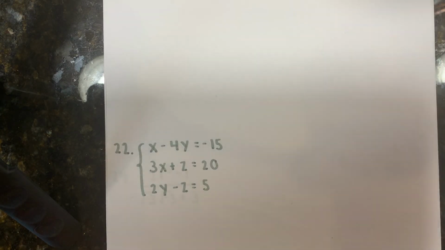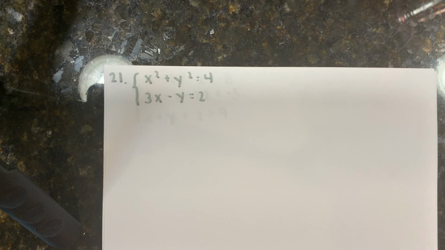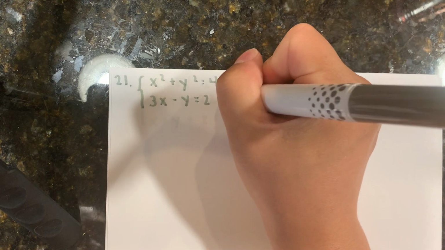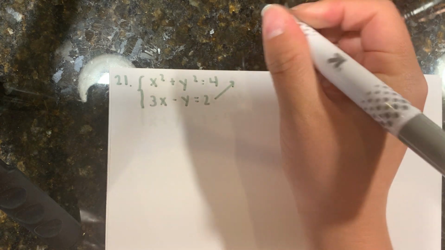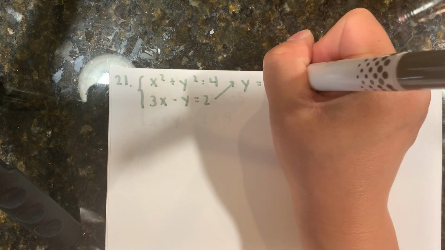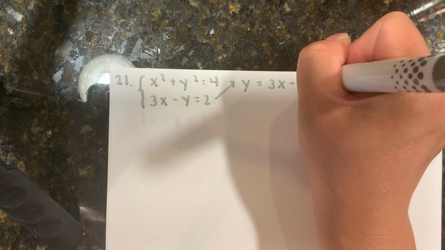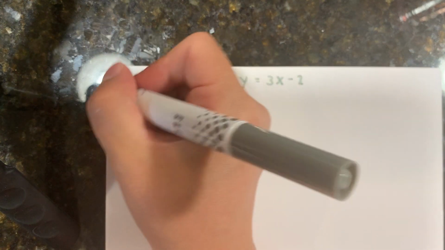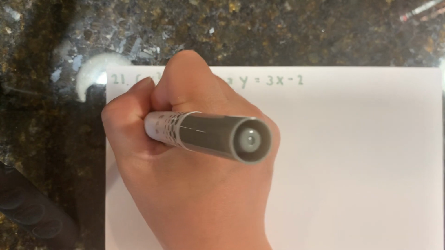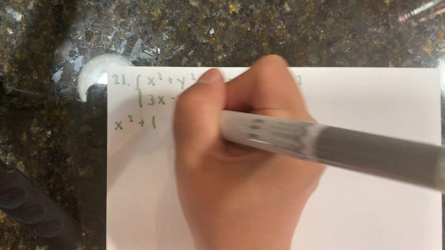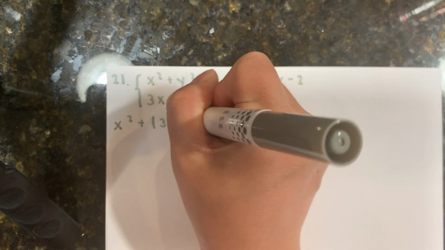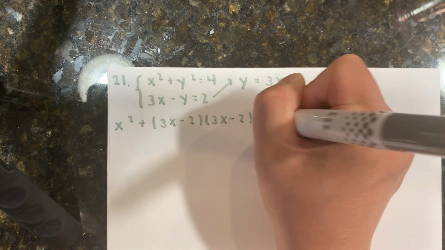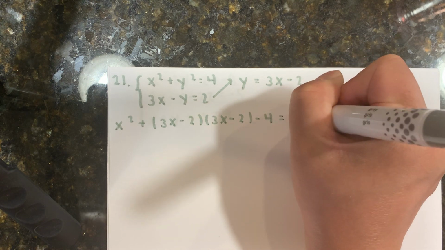Now moving on to number 21, I'm going to start with solving for y on the bottom equation by moving the 2 to the other side. So y would be equal to 3x minus 2. Now I'm going to plug that into the top equation, giving me x squared plus 3x minus 2 times 3x minus 2, and then I'm going to subtract the 4 equals 0.